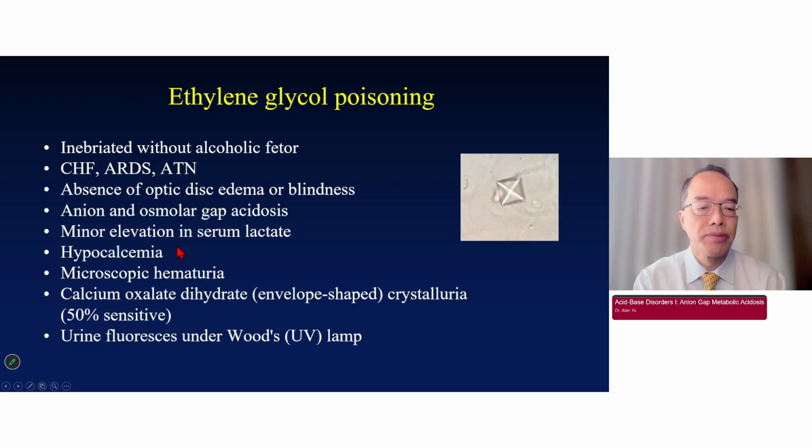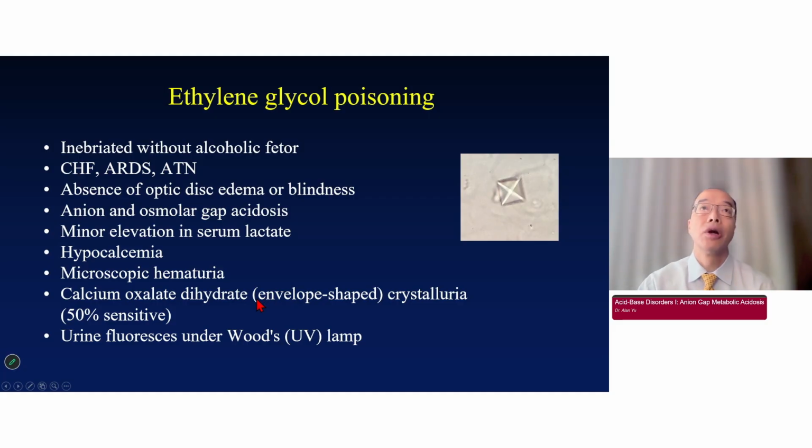Because ethylene glycol is metabolized to oxalate, it binds to calcium and causes reduction in ionized calcium, which can manifest as hypocalcemia. These calcium oxalate depositions can also occur in your urine and cause the appearance of calcium oxalate crystals, of which the envelope-shaped dihydrate are the most classic. Here's an example of that. Said to be about 50% sensitive for ethylene glycol poisoning, often accompanied by microscopic hematuria.